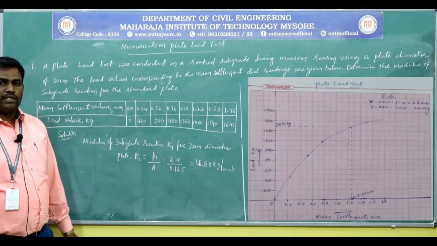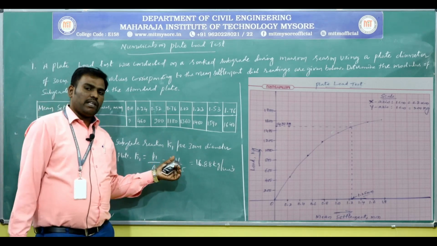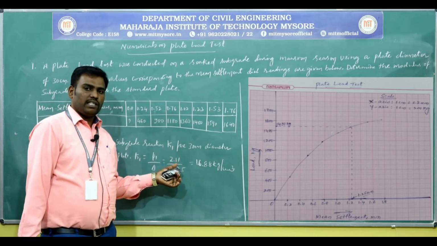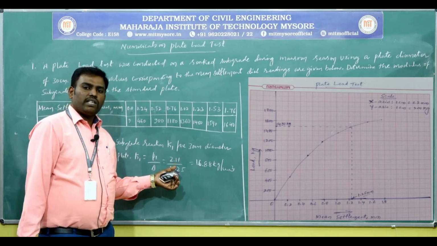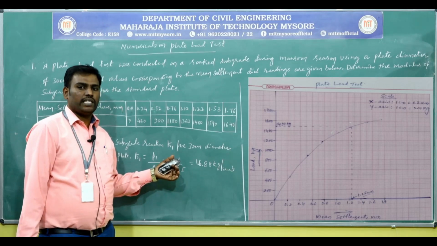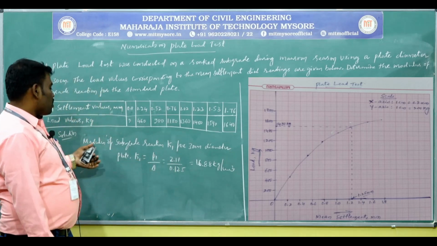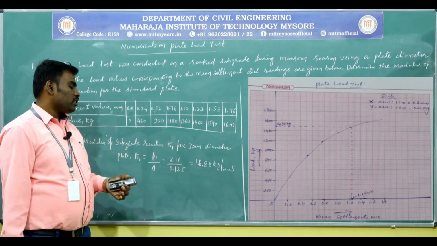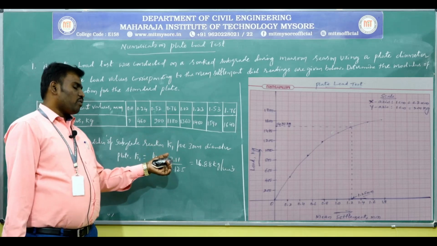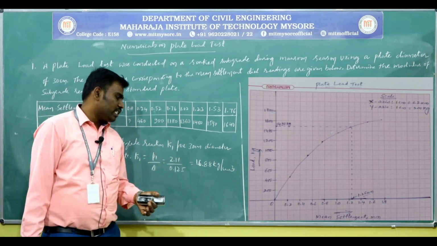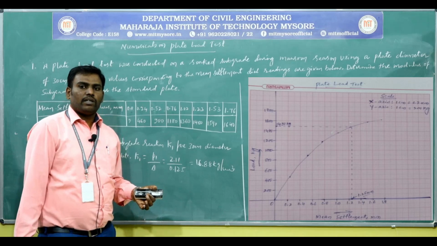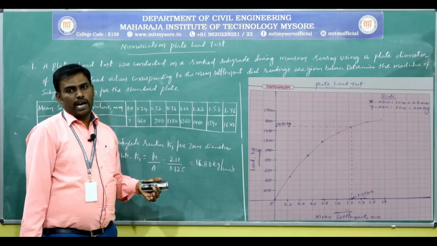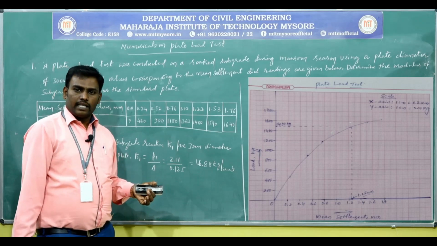How come it is kg per centimeter cube? Your mean bearing pressure is in terms of kg per centimeter square, then your deflection delta, that is mean settlement, is in terms of centimeter, then it becomes kg per centimeter cube. Okay, the modulus of subgrade reaction K1 for 30 centimeter diameter plate is K1 equal to P1 by delta, that is 2.11 divided by 0.125, about 16.88 kg per centimeter cube, the modulus of subgrade reaction for the smaller diameter plate of dia 30 centimeter.